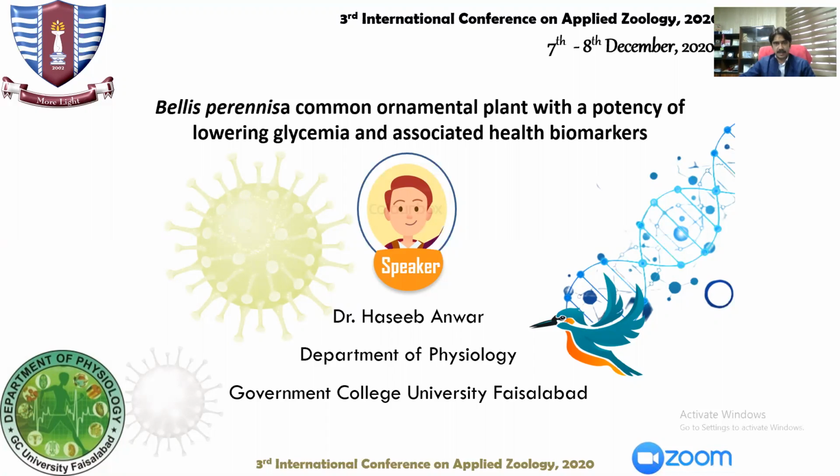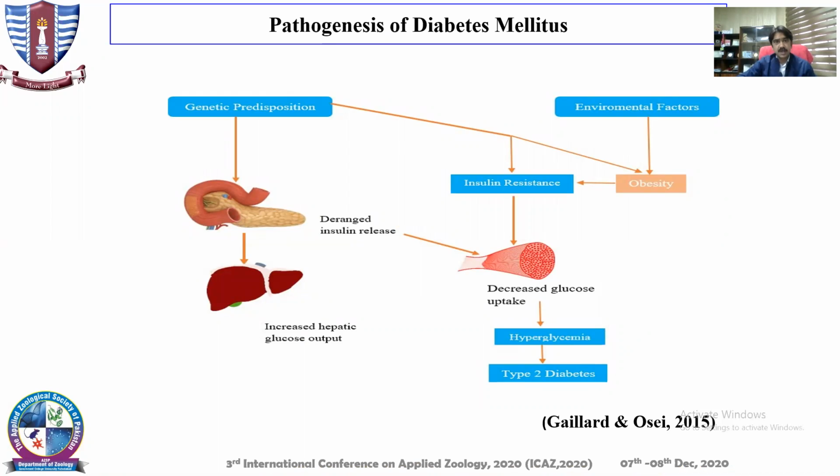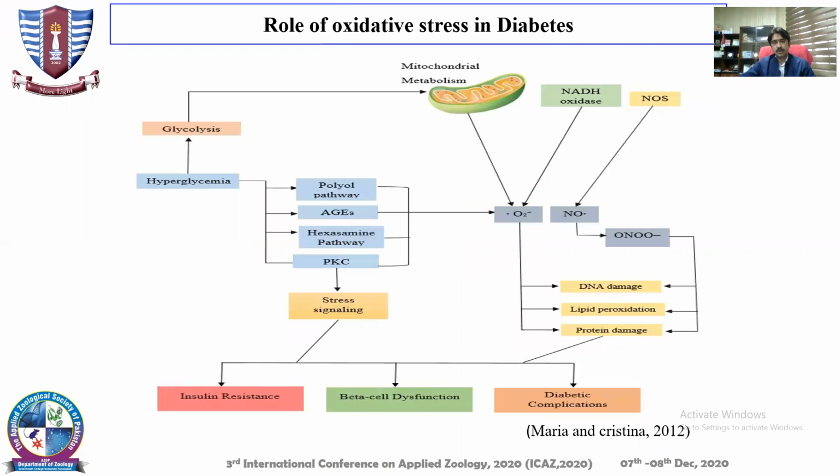The outline of my presentation is about the pathogenesis of diabetes and the role of oxidative free radicals in the onset of diabetes, its aims and objectives, and the results which we obtained from the study. About the pathogenesis of diabetes, there are two types: one is genetic predisposition and the other is environmental factors. Collectively, both ultimately cause decreased glucose uptake in the muscles, leading to hyperglycemia, and ultimately type 2 diabetes, which is actually due to insulin resistance in the receptors at the targeted cells.